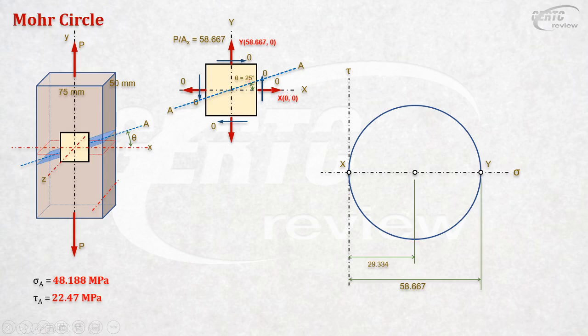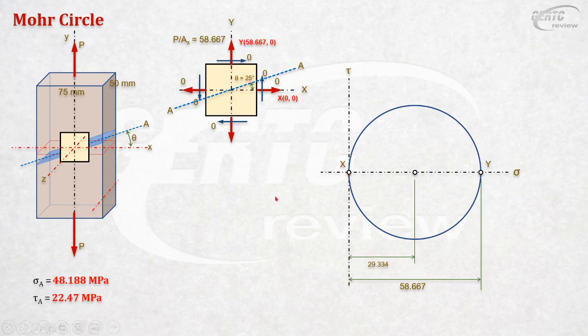Now, again, look. This plane X is represented by this point. This plane Y is represented by this point. Now, let us locate this plane AA in this circle. And how will you do that? Okay, listen here. Plane AA is making an angle of theta 25 degrees counterclockwise from the X. Remember, counterclockwise from X. So from X, you move counterclockwise also.